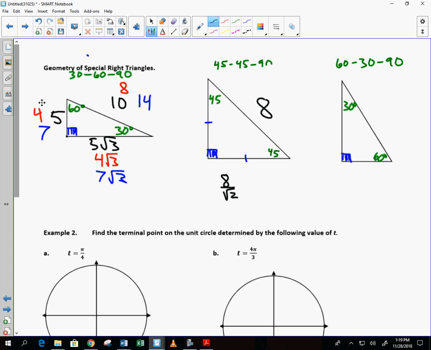Can you leave it like that? How do you simplify 8 over the root of 2? Multiply top and bottom by root of 2. And you get 8 roots of 2 over 2, or 4 roots of 2. That's what this ends up being. A little bit more work, huh? If that's 4 roots of 2, what's this? 4 roots of 2. Okay.